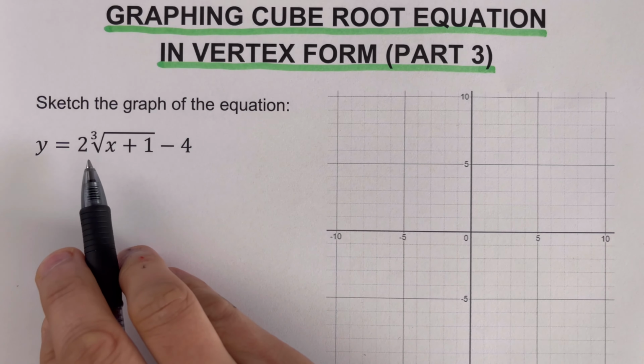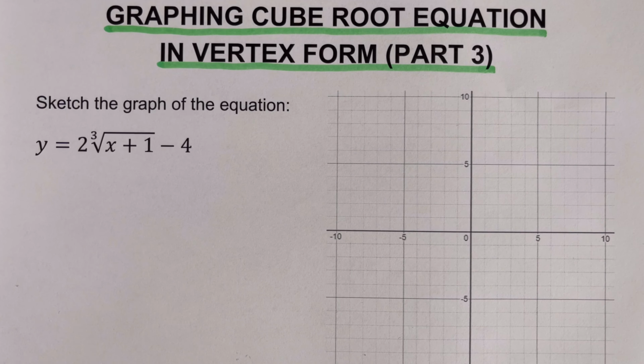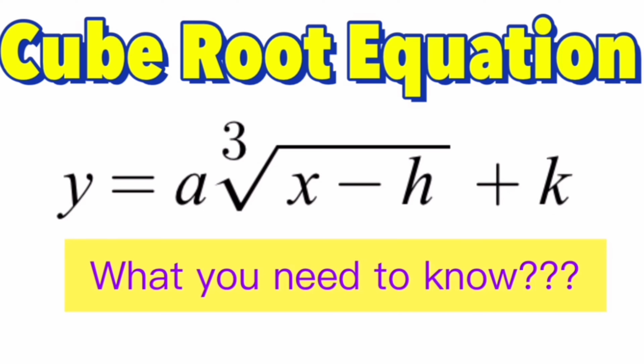Before we jump into this example, let's review the basics of cube root equations in vertex form. We remember that the graphing form, or vertex form, of a cube root equation is y equals a cube root of x minus h, plus k. Now let's investigate the effects of a, h, and k on the graph.